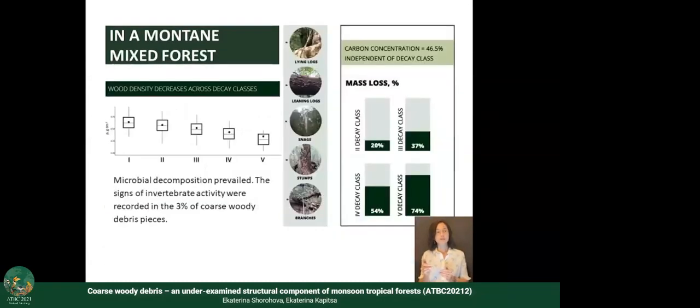In montane mixed forests, decomposition was mainly microbially driven or fungal driven. Wood density decreased with decay class independently of position and mass fraction. So it was the same for snags, lying and leaning logs, stumps and branches. And carbon fraction averaged 47%. And like in the previous case, it didn't depend on decay class dynamics.